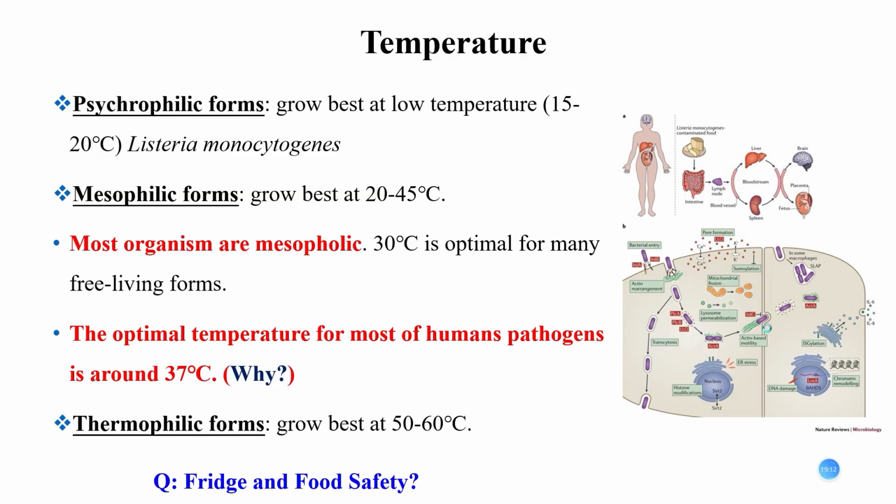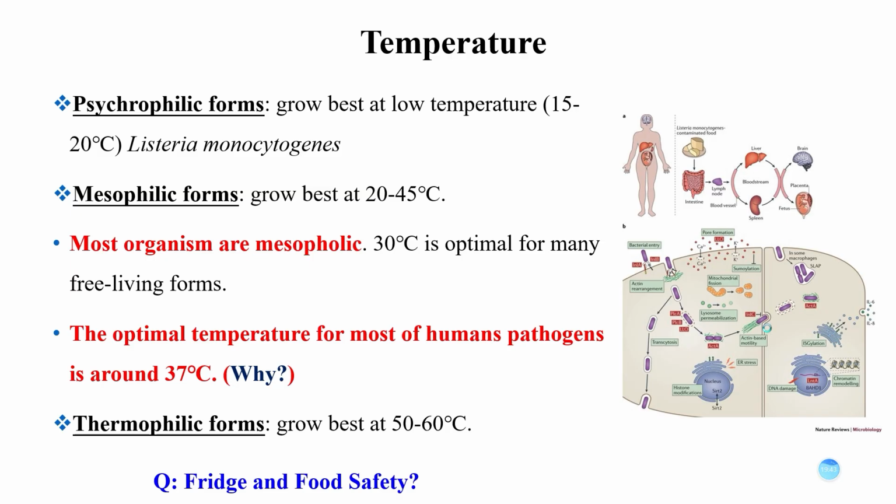Okay, the second group is called mesophilic forms. The name here, mesophilic, means they prefer some temperature in the middle. So that's the temperature between 20 to 45 degrees. And the human body temperature is in this range. Most organisms are mesophilic. Mesophilic, sorry, there's a typo.